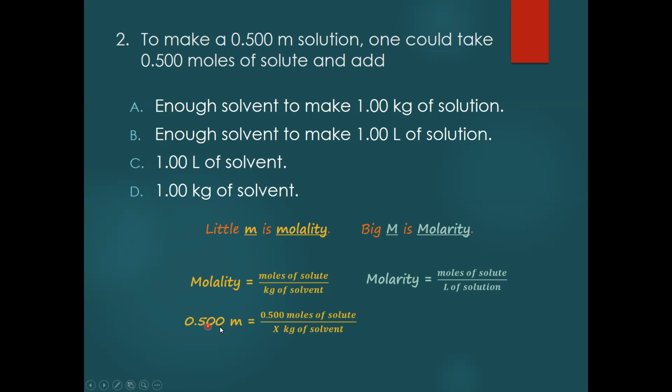So if the solution is 0.5 molal, that's 0.5 moles for every X kilograms. If we solve for X, that's 1 kilogram of the solvent. And then when we make that solution, all we have to do is measure out the kilogram of solvent and put the 0.5 moles of that solute into that mass of the solvent. Whereas with molarity, the big difference is that you dilute up to the mark. Molality, you just weigh them together and combine them.